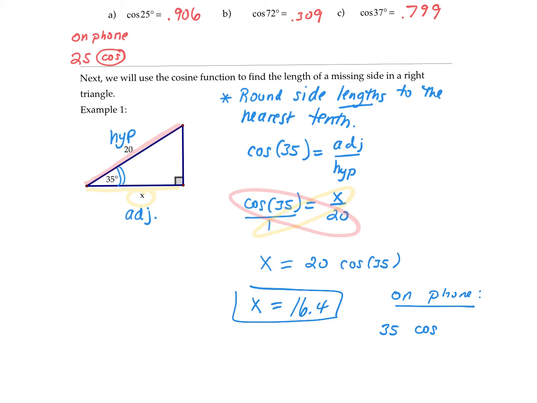And next, you want to type in 20 or times, and then press 20 and hit equals. So type in 35 cosine, then hit times, then type in 20, and then you have to press the equal sign. And you'll see 16.38, so it does round to 16.4.